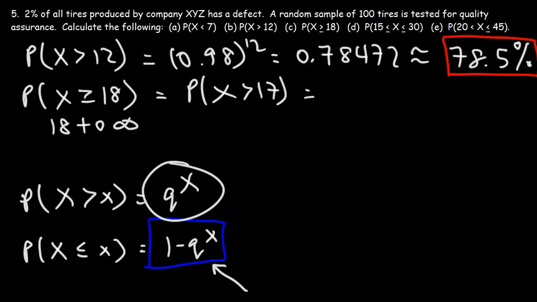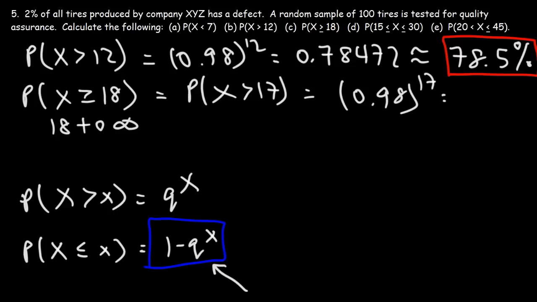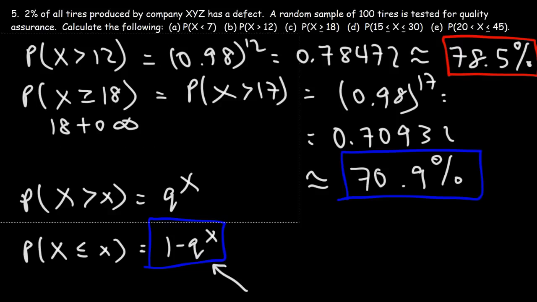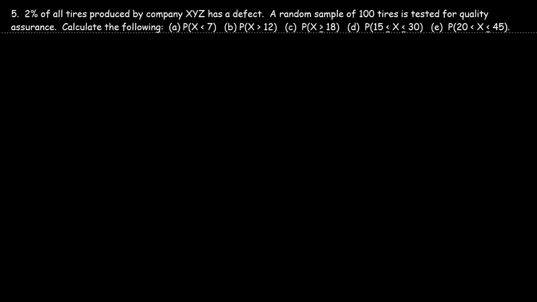So now we could use this formula. This is going to be 0.98 raised to the 17th power. And so that's going to be 0.70932. Or we could say that there's a 70.9% chance of finding a defect beyond the 17th sample. Now, let's move on to part D. What is the probability of finding a defect between sample 15 and sample 30? To get this answer, we need to draw a picture once more.